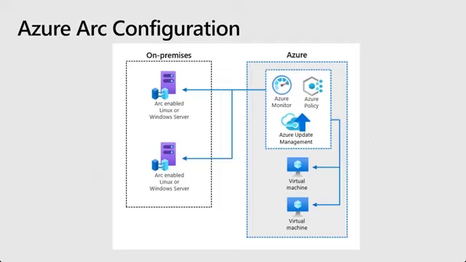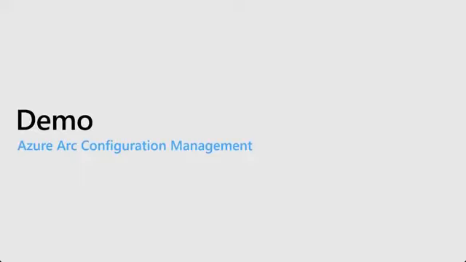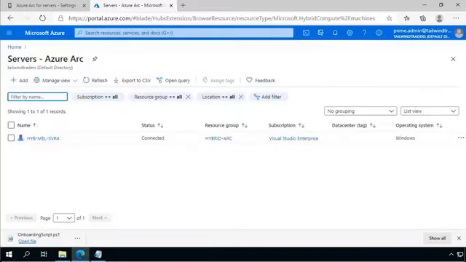So this is the architecture I showed you before. Again, on the left side, you see our on-premises servers. These could also run at other cloud providers. And we actually installed the Azure Arc server on these machines. And they are now part of Azure as an Azure resource in the Azure Resource Manager, and we can then onboard different Azure management services like Azure Monitor, Azure Update Management, or now what I'm going to show you is Azure Policy. So let's have a quick demo for Azure Arc Configuration Management with Azure Guest Configuration Policies.